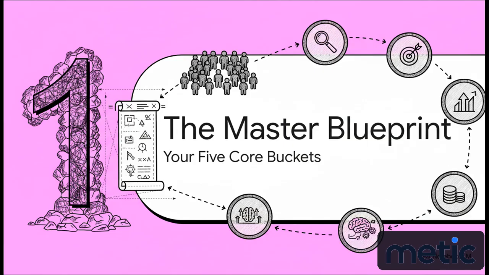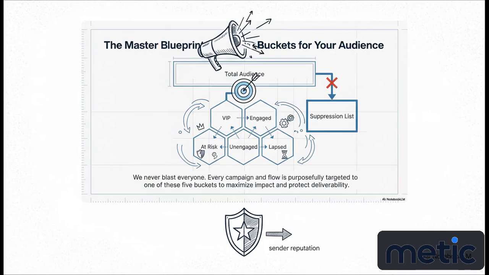This is a method for sorting every single one of your contacts into one of 5 very specific, very strategic buckets. And here it is. This is the master plan, all in one view. The main idea here is actually super simple, but it is so powerful. You never, ever just blast your whole list, ever again. Instead, every single campaign, every automated flow is aimed with purpose at one of these 5 groups. This is how you maximize your impact, and, this is crucial, protect your sender reputation.